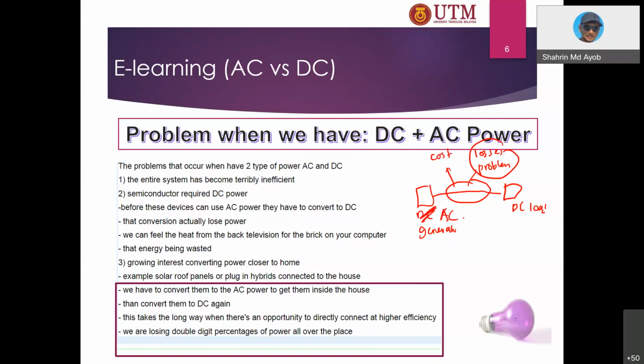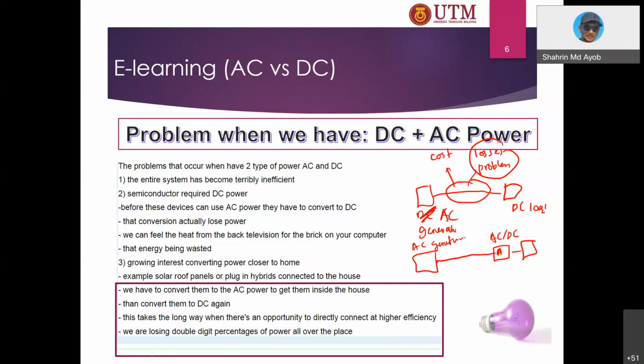We use an AC generator, but we have DC loads here. So we don't have much choice. We need to do some AC to DC conversion. We need extra conversion.